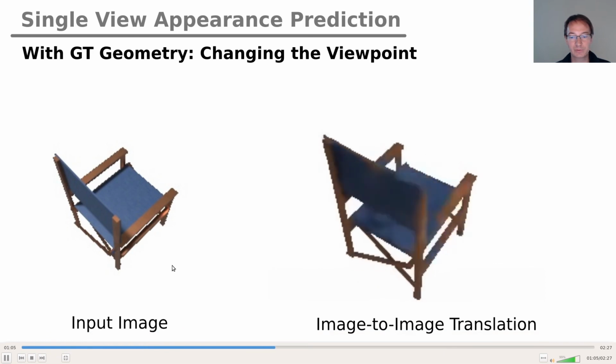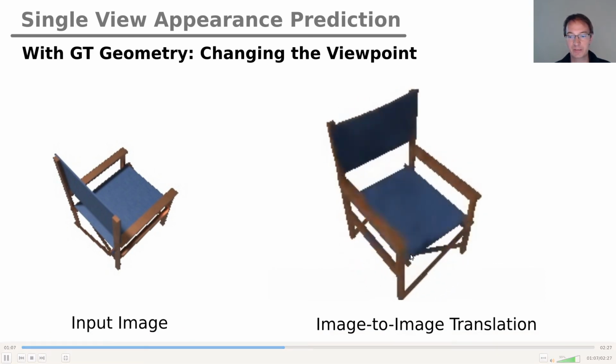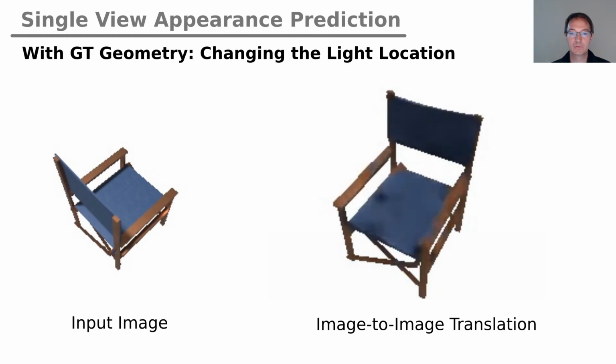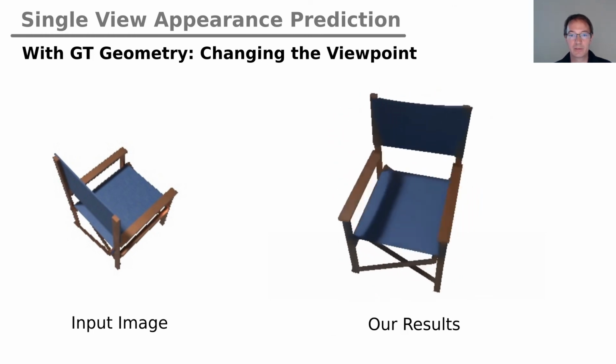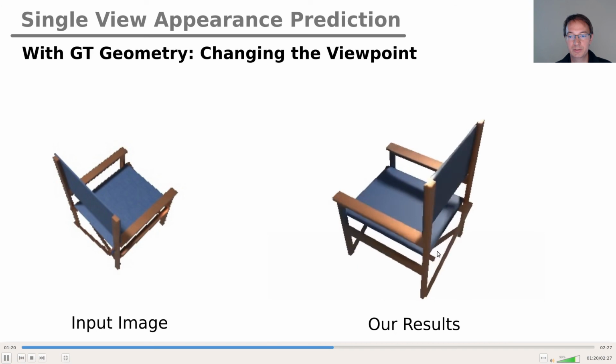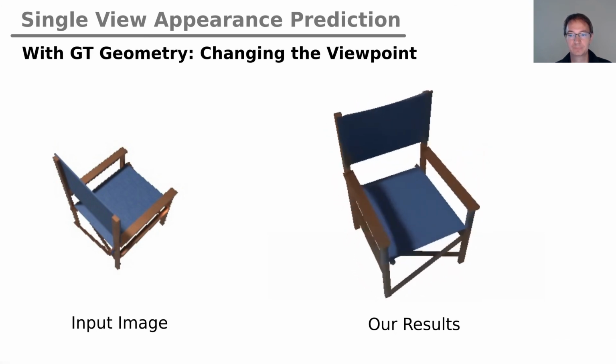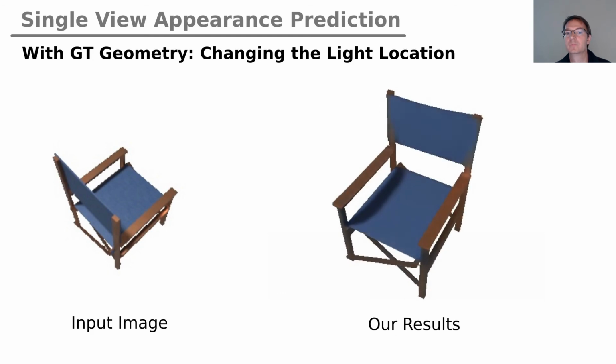Here's a comparison to a simple image-to-image translation baseline, which of course cannot deal with either the appearance or the surface light field well. This is for changing the light location. And now here are our results. When changing the viewpoint, you can see how the specular highlights move over the object. And you can see what happens when changing the light location.